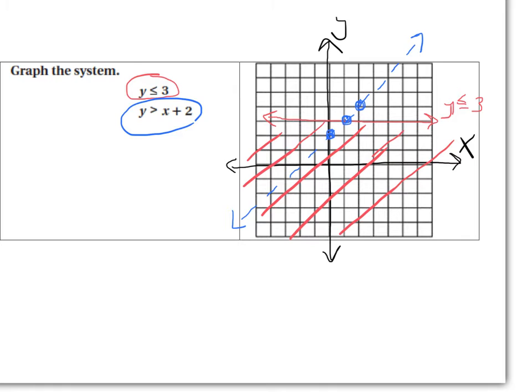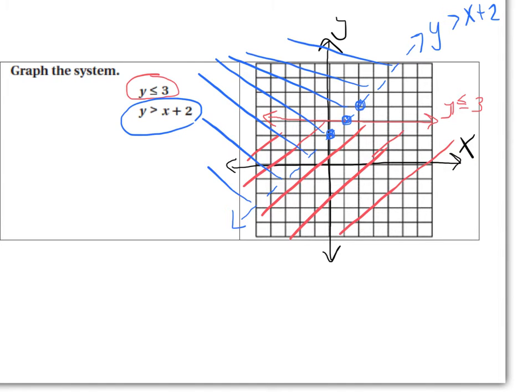So this time I'm going to say y is greater than x plus 2. And the y is greater than, if I was to plug in 0, 0, 0 is not greater than 2. So that just proves to me that I'm going to be shading this way, which is the greater than sign. So we can see how we're going to start making a little bit of a mess here.